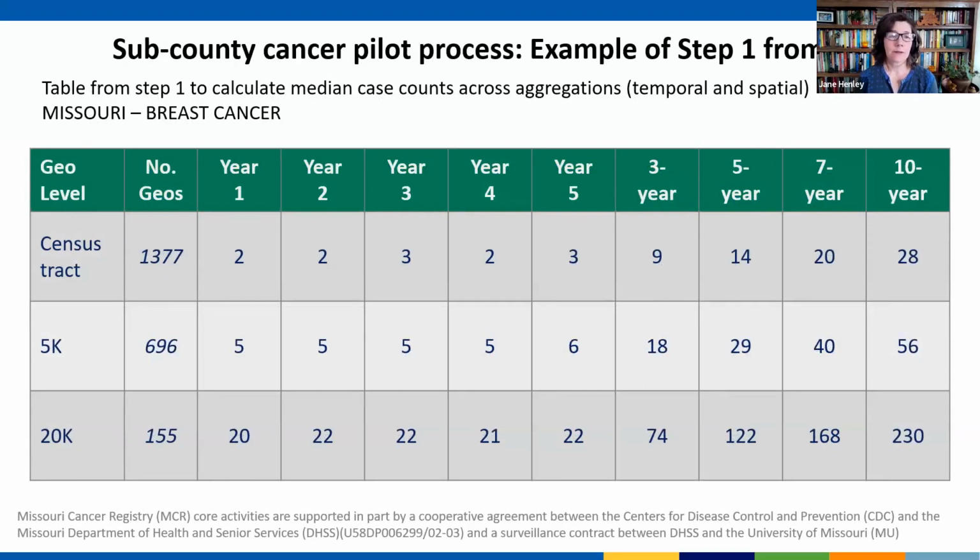And here we have Missouri and breast cancer. You can see that there are a few more census tracts in Missouri than in Rhode Island, but we still see that a single year of data is not sufficient and we have to aggregate temporally. But at a 20,000 aggregation, we do have a large enough median case count for a single year of data. Next slide, please.